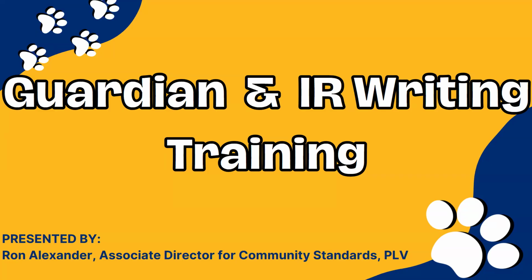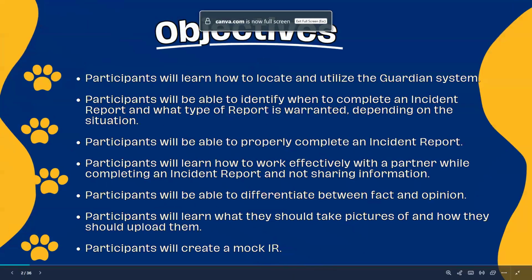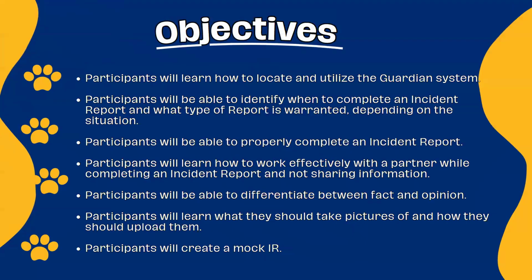Today, we're going to explore some essential tools and definitions that will empower you in your roles. Today, we have an exciting agenda laid out for you. First, let's talk about our objectives for this session. 1. Locating and utilizing the Guardian system. By the end of this training, you will be confident in how to find and use the Guardian system effectively. This tool is essential for managing incident reports.